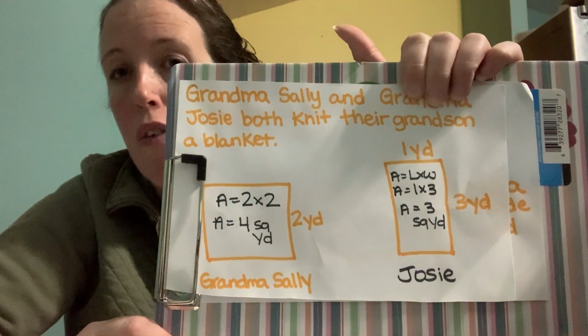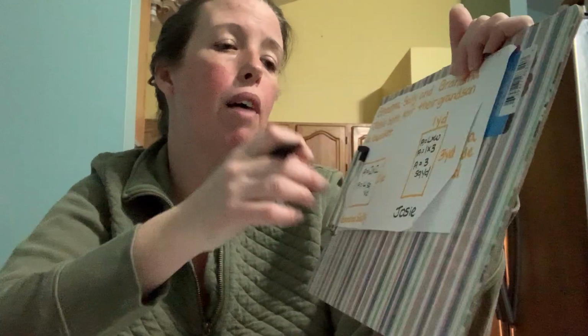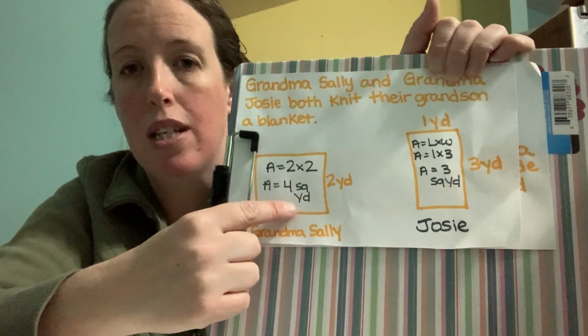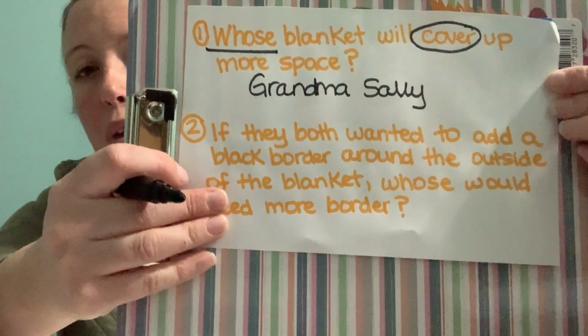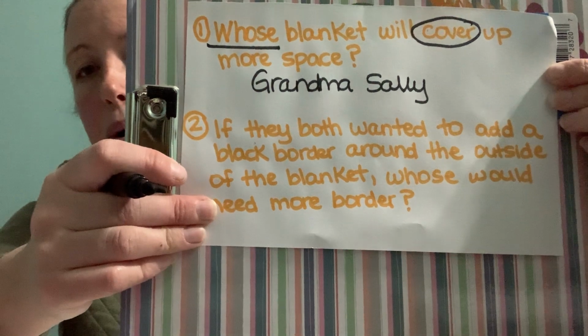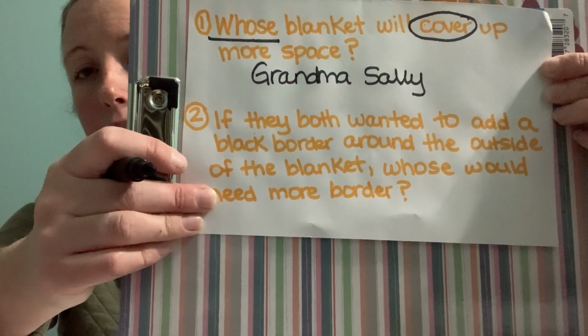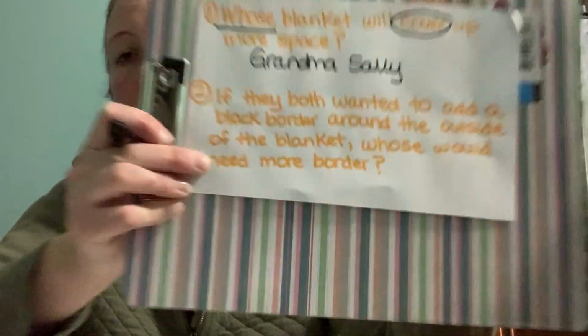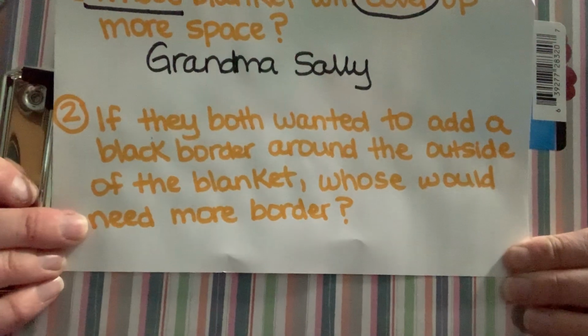So back to the question of whose blanket will cover more. That would be Grandma Sally's, because it's 4 square yards. Grandma Josie's is just 3. So Grandma Sally. And the second part of this question, if they both wanted to add a black border around the outside of the blanket, whose would need more border? So take a second, look for some keywords. Ask yourself, is this an area question or a perimeter question?